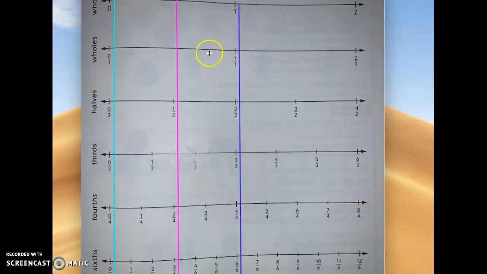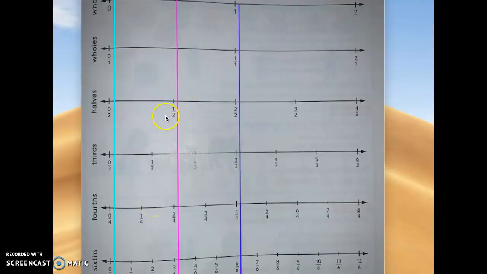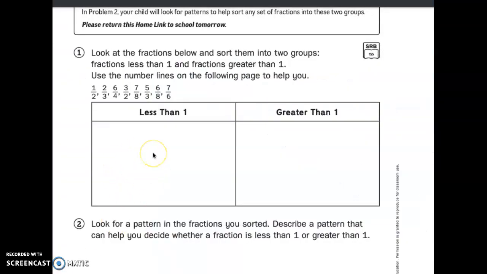So we're going to see if our fractions fall on the left side, if they're less than 1, or if they fall on the right side and they're greater than 1. So you're going to use page 145 to help you. And let's take a look. It says 1/2. Is it less than 1 or greater than 1? Well, where's 1/2? Oh, I see 1/2 right here, and it's on the left side of 1. It's going closer to 0, so it is less than. So I'd put 1/2 on this side.